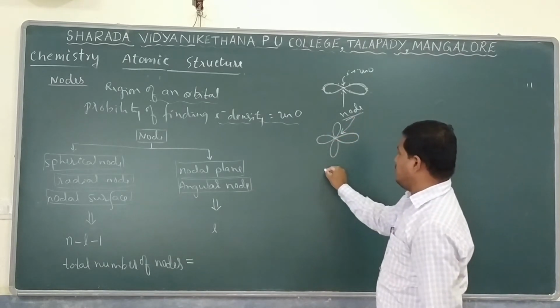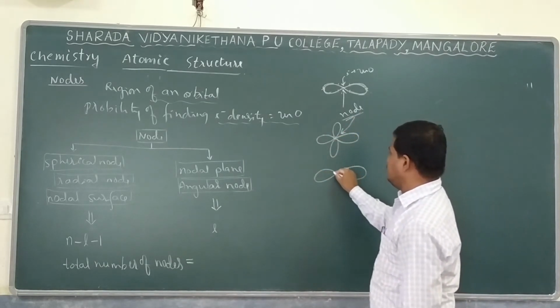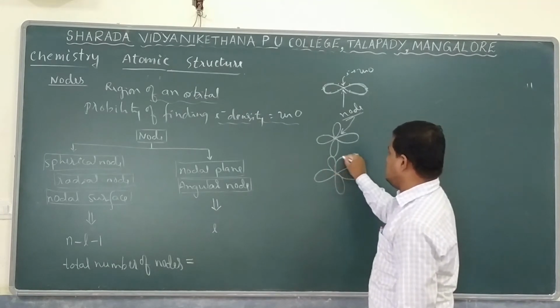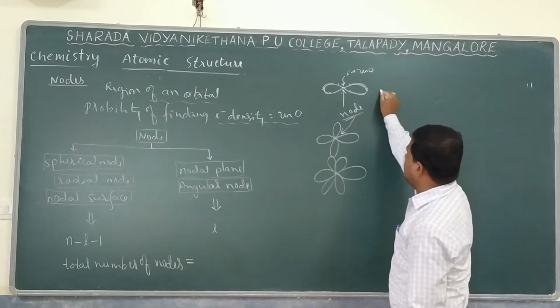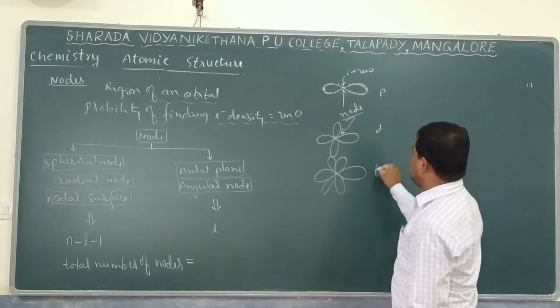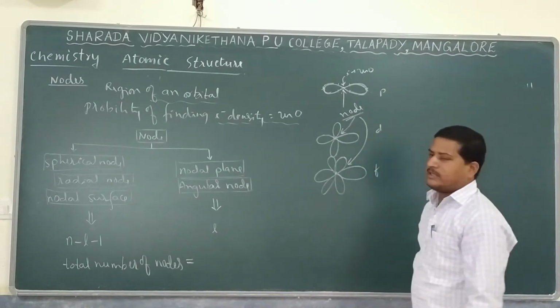Similarly for f orbital, totally 3 dumbbells are observed. Okay, this is the second dumbbell, third dumbbell. This is the node also. So for p orbitals, d orbital as well as for f orbital, there is a presence of a node.